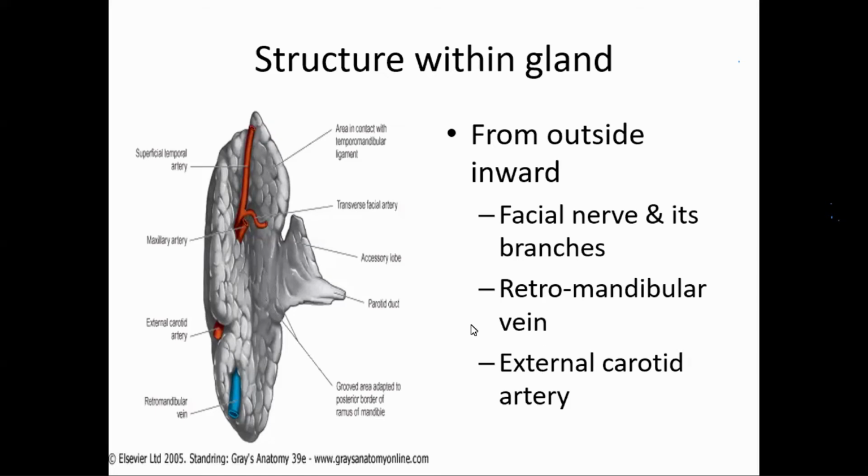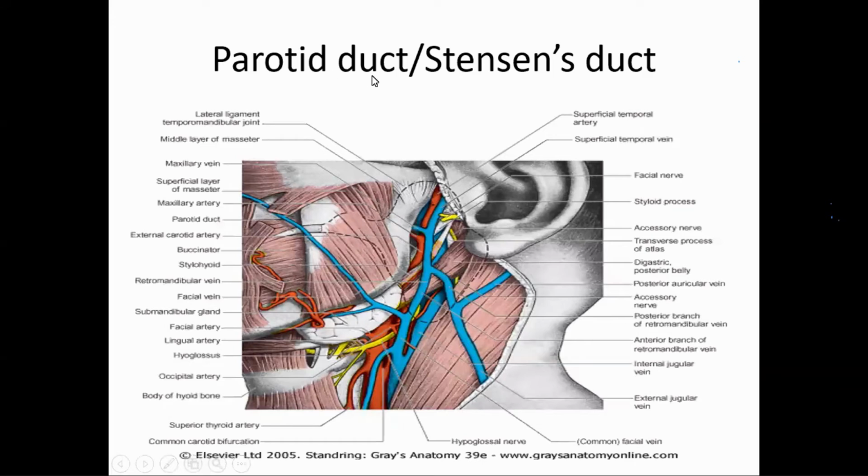external carotid artery. The parotid gland has a parotid duct to pour its secretion into the oral cavity. This parotid duct is formed by the two vertical ducts in the gland. The upper and the lower vertical ducts fuse at the anterior border to form the parotid duct. The other name for the parotid duct is Stensen's duct.